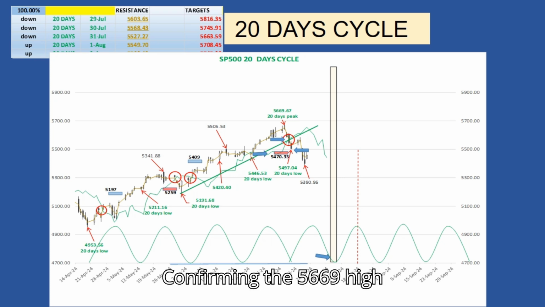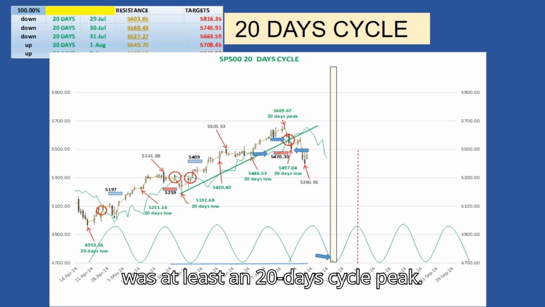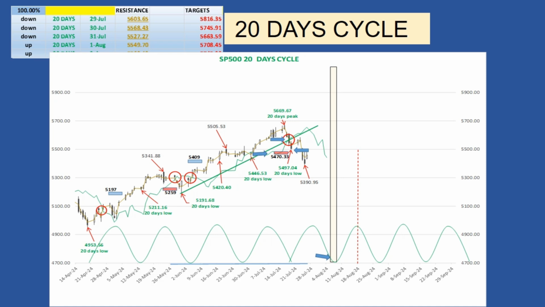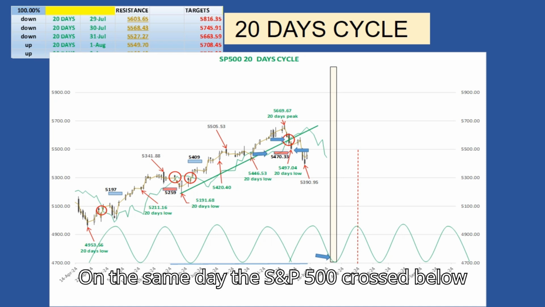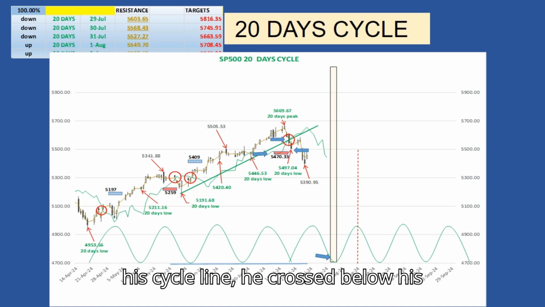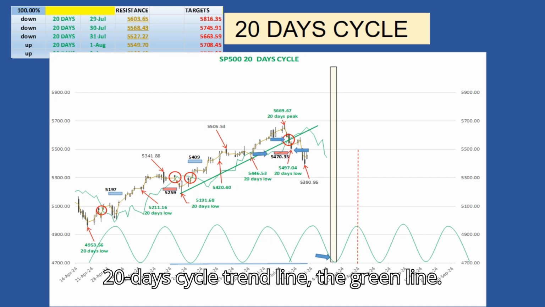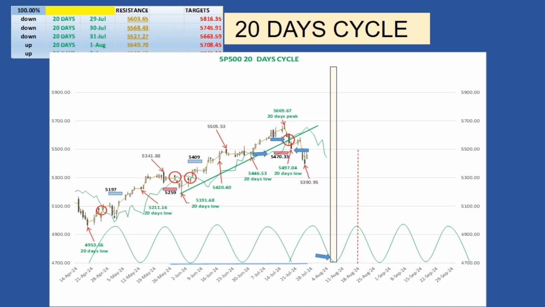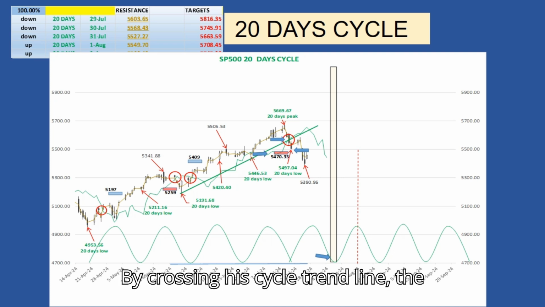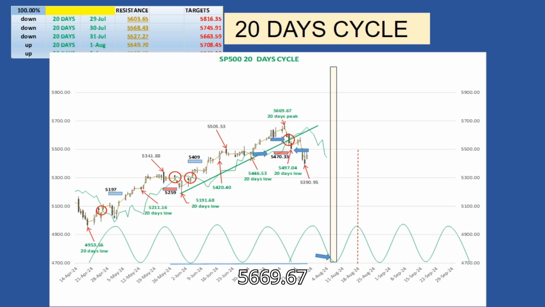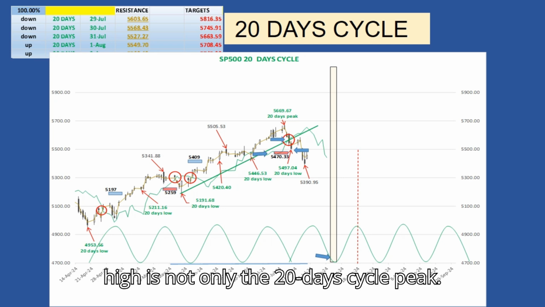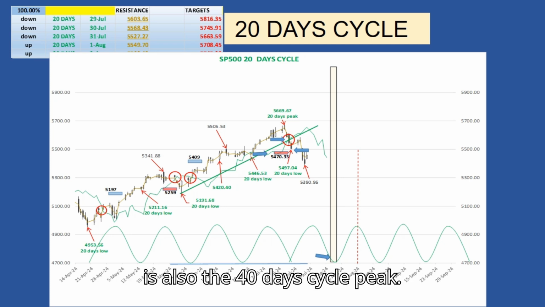Confirming the 5,669 high was at least a 20-day cycle peak. On the same day the S&P 500 crossed below its cycle line, it crossed below its 20-day cycle trend line, the green line. By crossing its cycle trend line, the market confirmed the 5,669.67 high is not only the 20-day cycle peak, it is also the 40-day cycle peak.